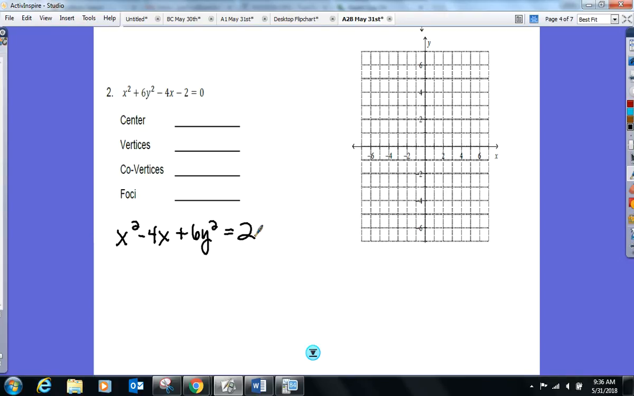Take out a number GCF if there is one. Is there a number GCF to take out from the x's? Nope, so leave it. There is a number GCF I can take out with the y's here, and I want to take out the 6. You always want to leave x squared and y squared with 1s in front of them. x squared minus 4x plus, if you want to write it like this, that's fine, equals 2.